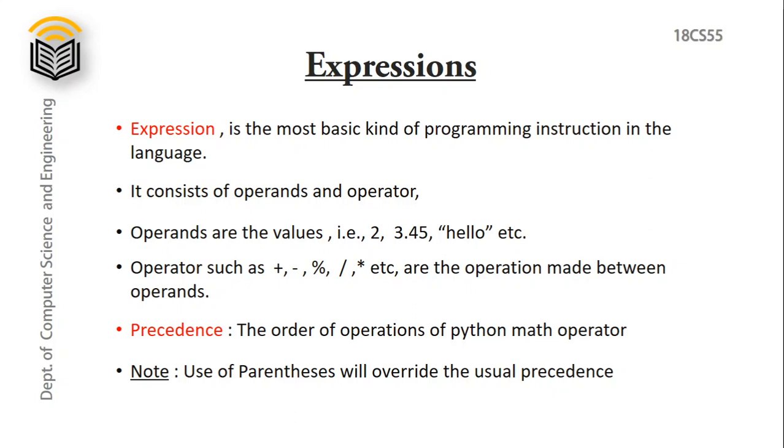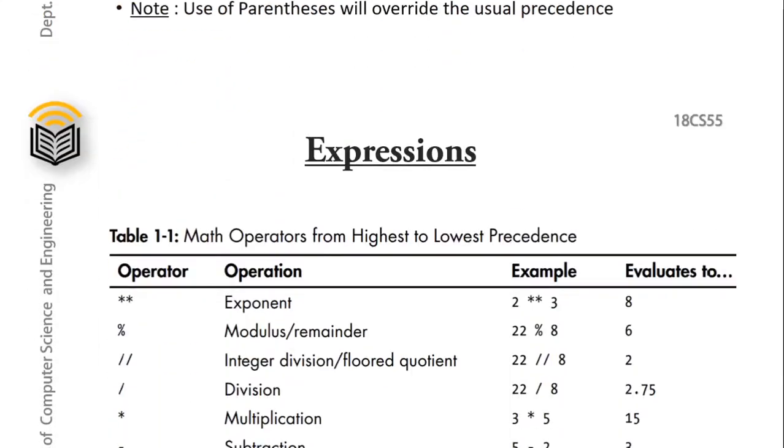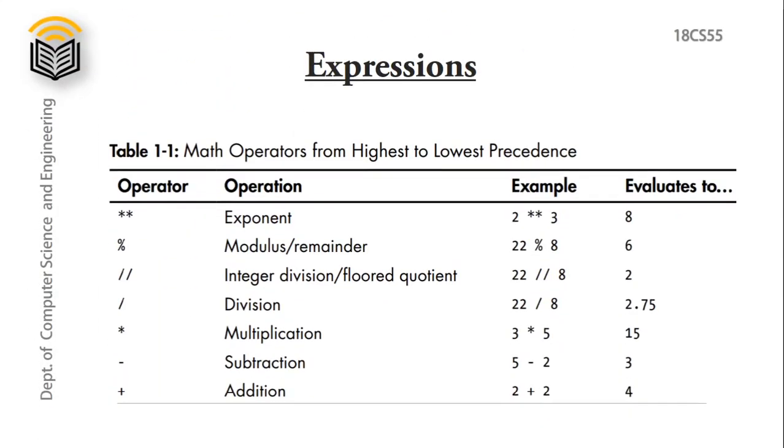Precedence. The order of operations of Python math operators. Please note, use of parentheses will override the usual precedence. Here is a list of math operators from highest to lowest precedence.